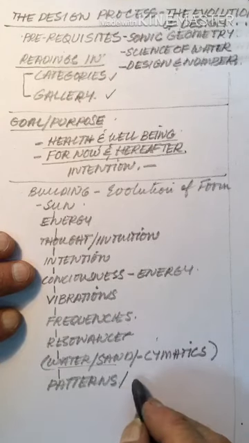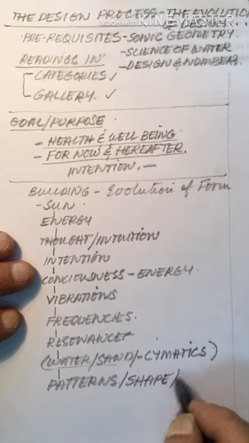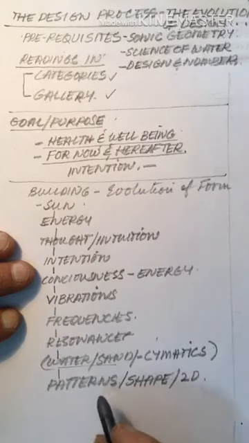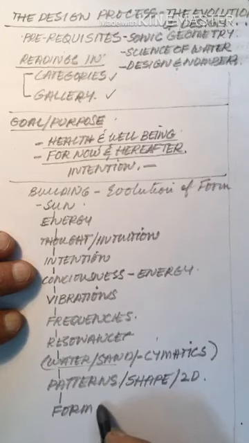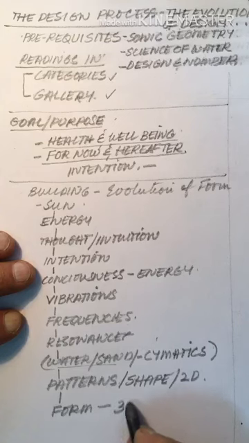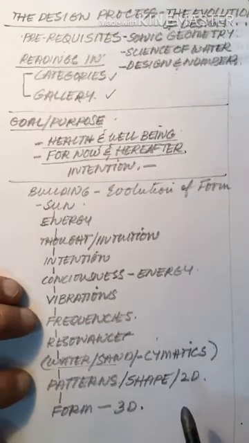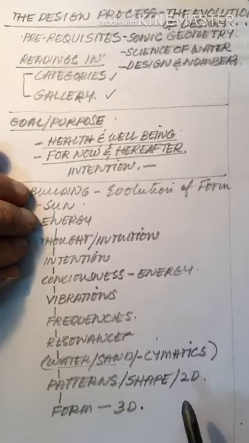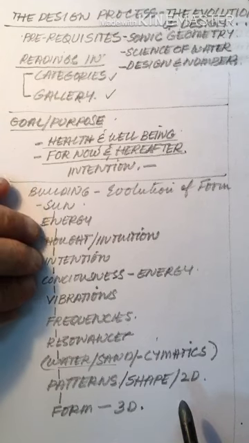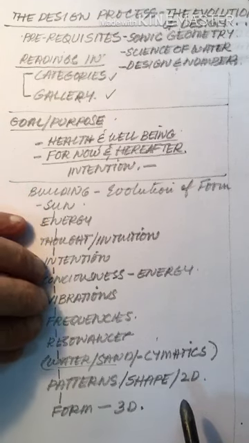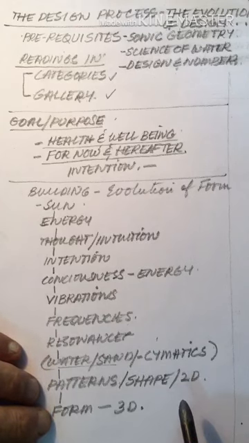Or some sort of a shape, 2D. From pattern, form evolves, which is 3D. So thus we can see that from the basic energy that we derive from the sun, slowly that becomes an intention, a consciousness, a vibration, and it converts it into form.